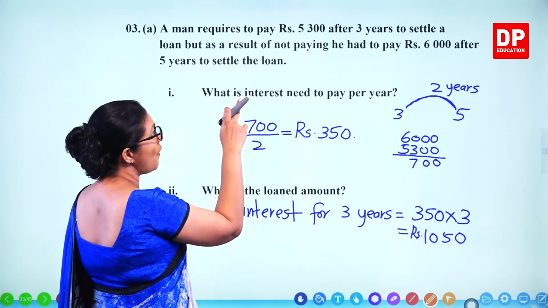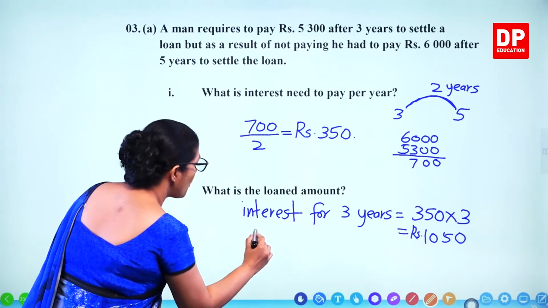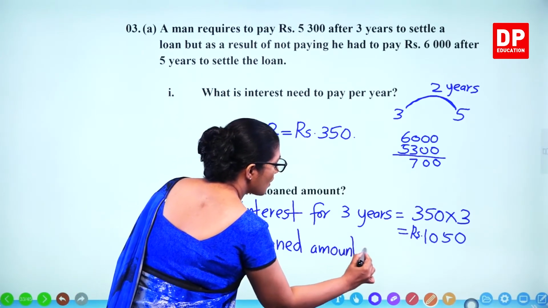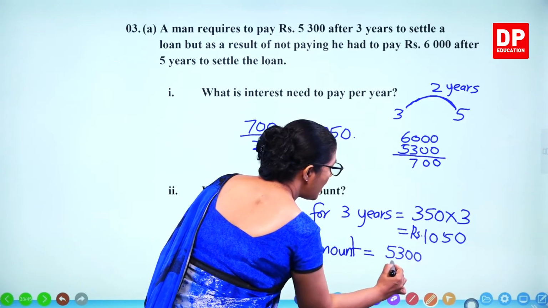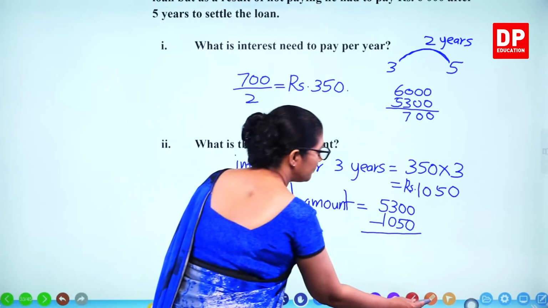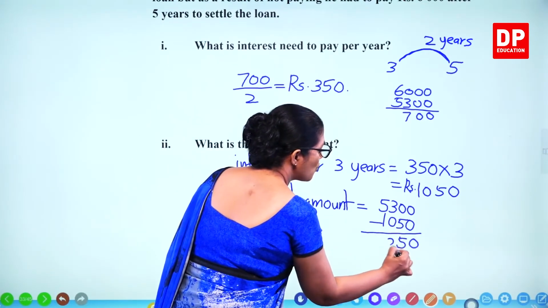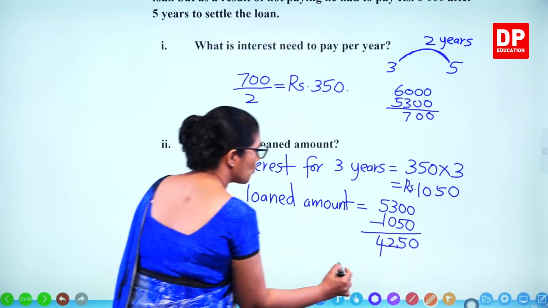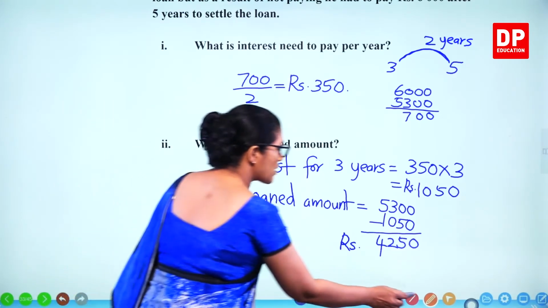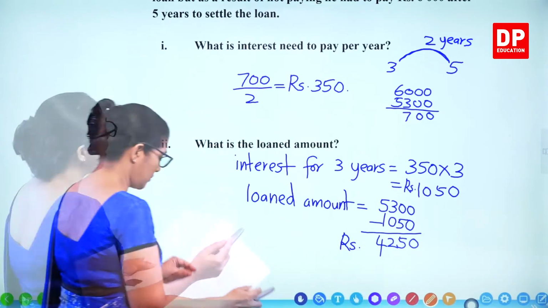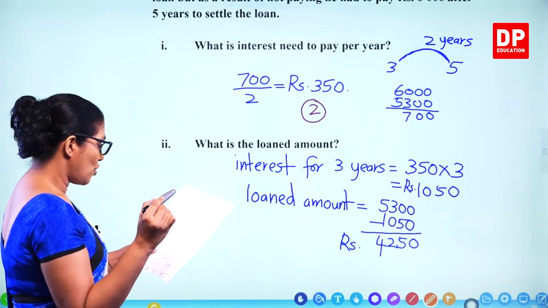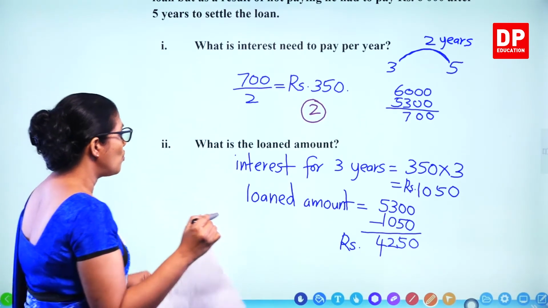So with the interest, that's 5,300 after 3 years. So what is the loaned amount? 5,300 minus 1,050. So 4,250 rupees. How many marks? 2 marks for finding the value here, and for 4,250, you are getting 2 marks.